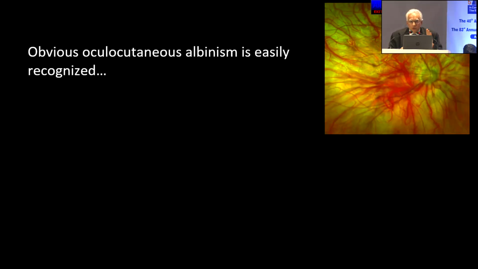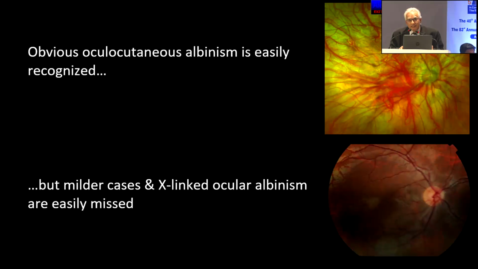I'd like to close with one other point about oculocutaneous albinism. It's very easy to recognize obvious oculocutaneous albinism. A layperson can do that when they're albino, when they're very white, the hair is white and the skin is pale, and they have these retinal findings. But milder cases of oculocutaneous albinism and X-linked ocular albinism are easily missed. And again, this is something that needs to be on our radar.